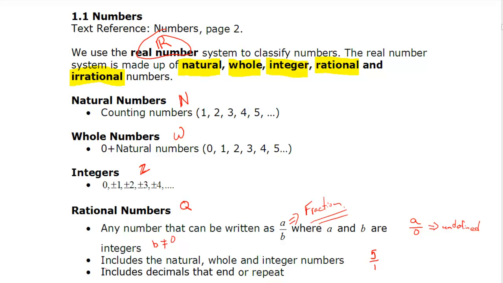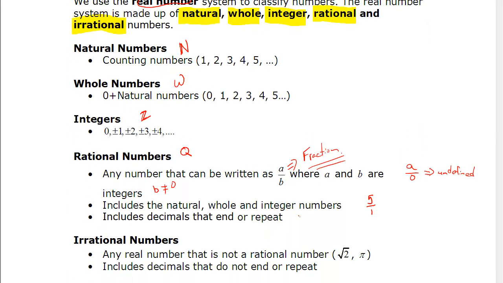Also included with rational numbers are decimals that end or repeat. So repeating or terminating decimals. And the reason for that is because anything that can be written as a decimal, let's say 2.5, we can also write as a fraction. That would be 5 over 2. Or let's say 0.3 repeating, well, that's just 1 over 3. So any decimals that end or repeat can be written as fractions. That means they're rational numbers.